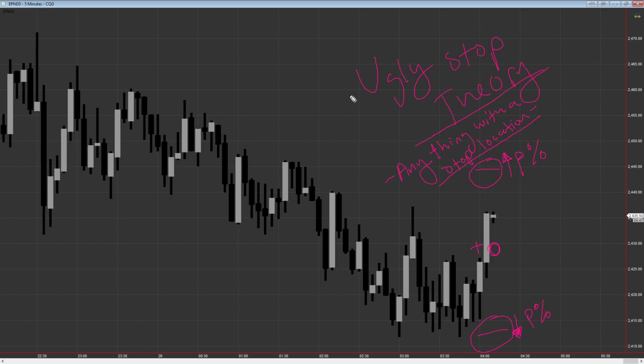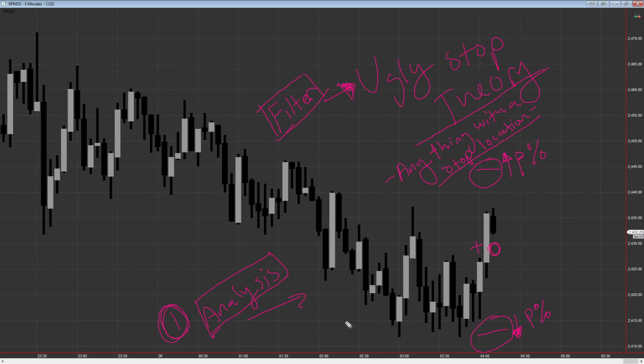Why is that important to recognize? Because ugly stop theory is not analysis. It is a filter. Filters are not standalone processes for trading. So here's what I mean. Before you can buy into this market, you would need some analysis to tell you that that's a good buy. This is number one. It must happen first.